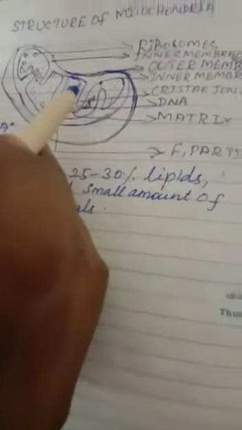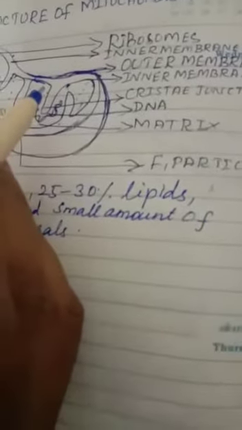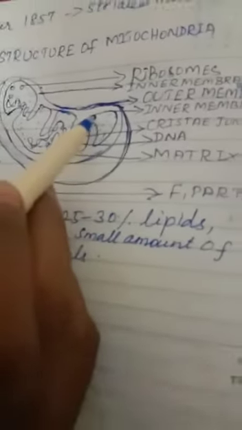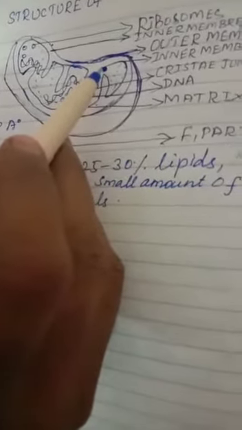Next, it is rich in enzymes and carrier proteins. It consists of 80% proteins and lipids. How much percentage? 80%. The inner mitochondrial membrane is 80% proteins and also lipids.